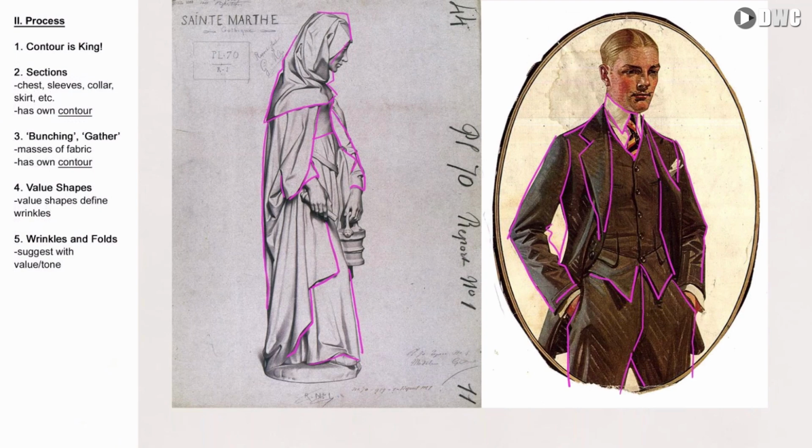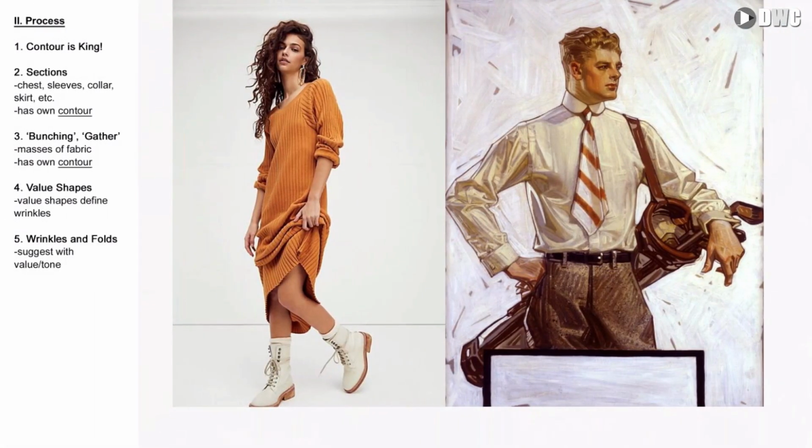So clothing has sections. We have to be aware of them, and we have to get to contour. Contour is key. Bunching, gathering, they're basically just masses of fabric. Where fabric collects, where there's excess fabric, there's going to be wrinkles, half-lock wrinkles, zigzag wrinkles, pipe folds and things. Those are things we have to look for, because each little bunch or each little gathering of fabric also has its own contour.